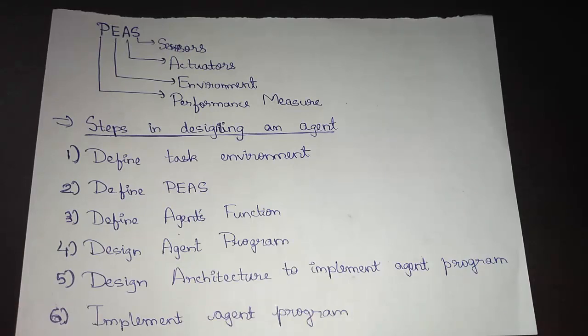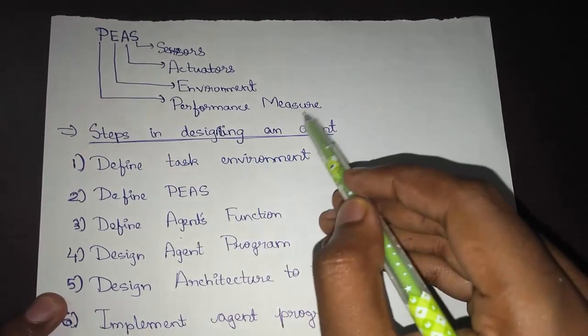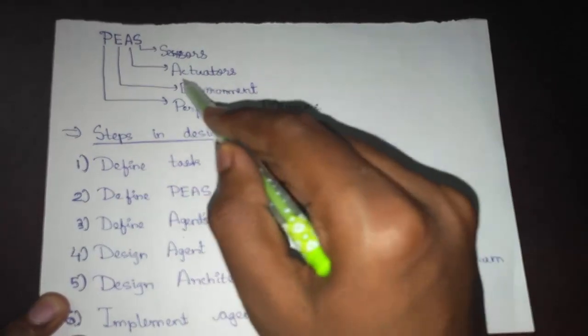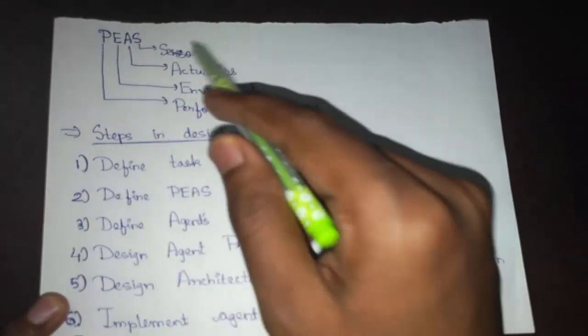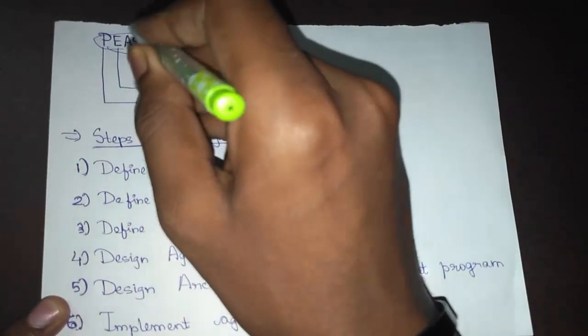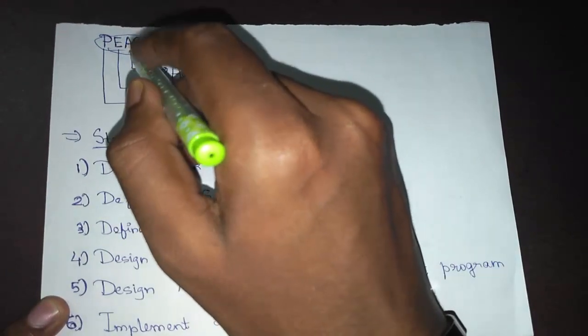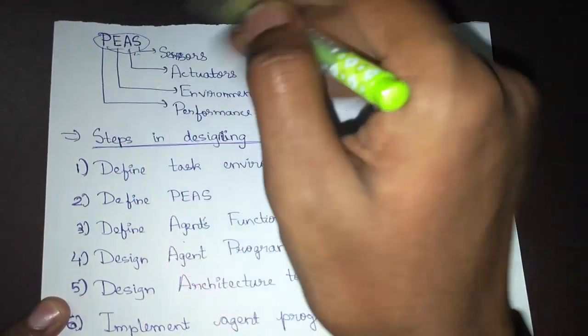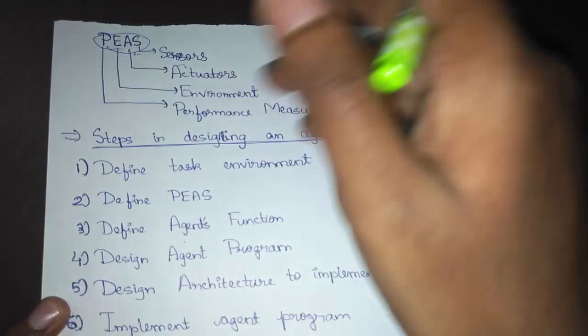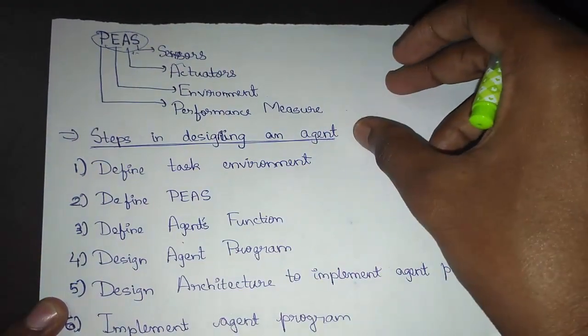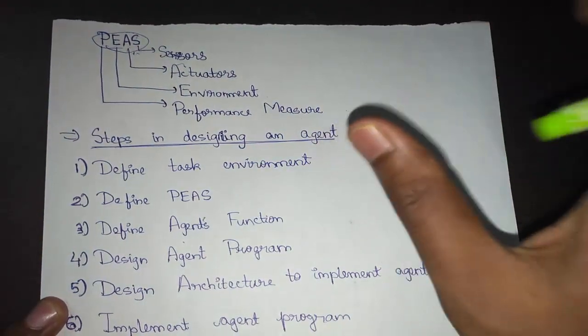Alright, so the four factors are the performance measure, environment, actuators and sensors. These are known as the PEAS measures, based on which an agent is going to be prepared or designed for a particular type of environment, based on the problem to which the solution has to be provided.